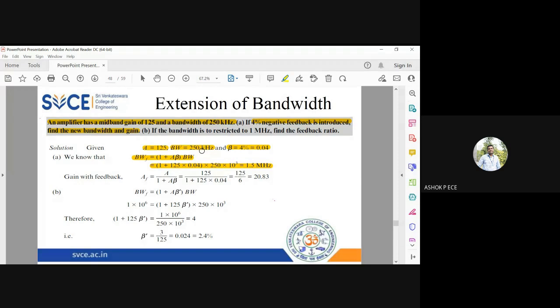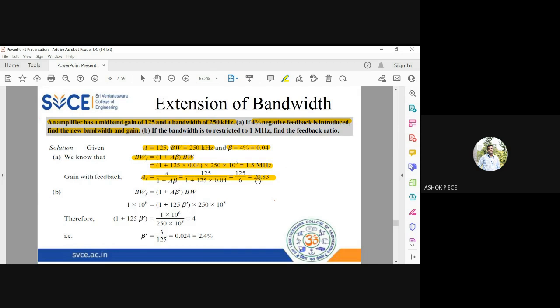You see, previously without feedback it was just 250 kilohertz, but now it has become 1.5 megahertz. So your normal amplifier has become a broadband amplifier. It is going to work for a very long range of frequencies. And the gain with feedback, AF, is given by A/(1 + Aβ), 125/(1 + 125 × 0.04), so you get 20.83. You see, from 125, it has reduced to 20.83.